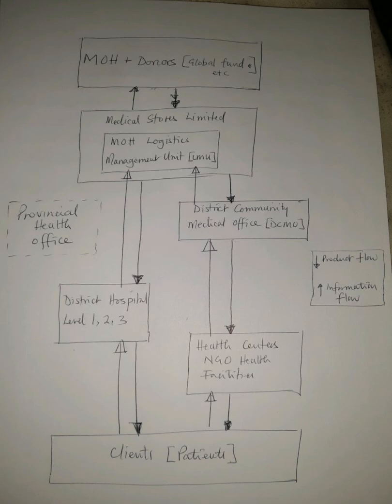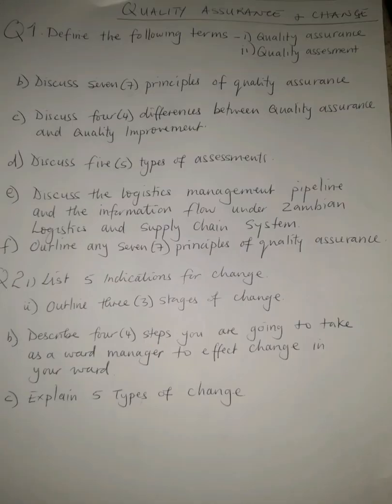Then we move on to the other question, which was question F. But question F is a repetition of question B. So we'll move on to question number 2. On question 2, list the 5 indications for change.